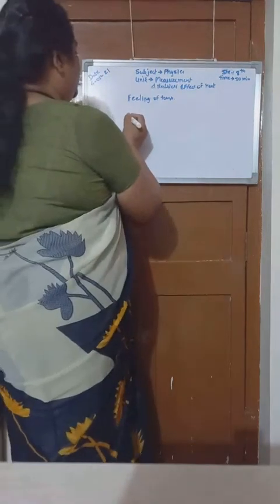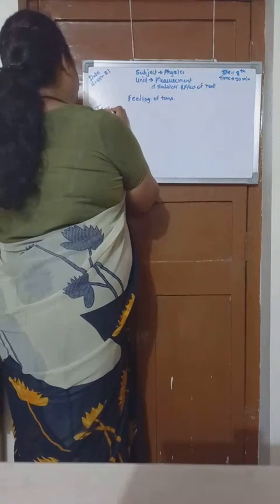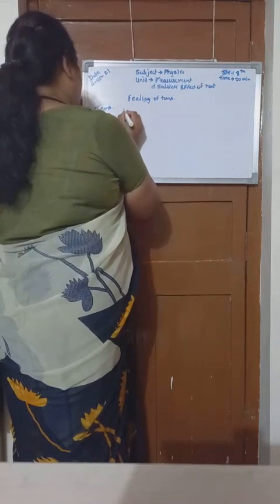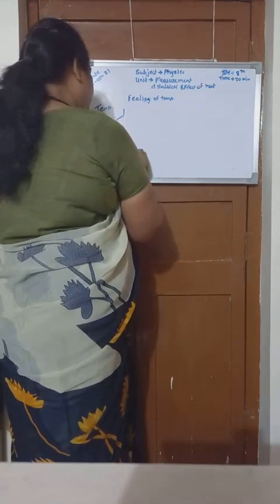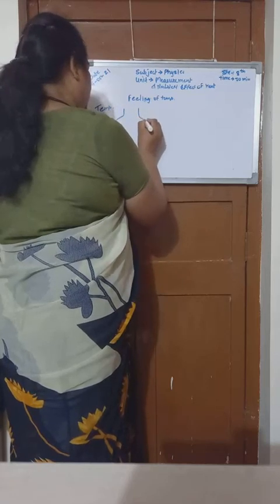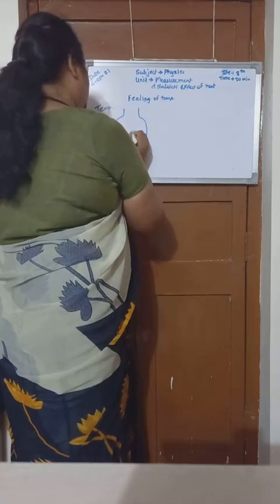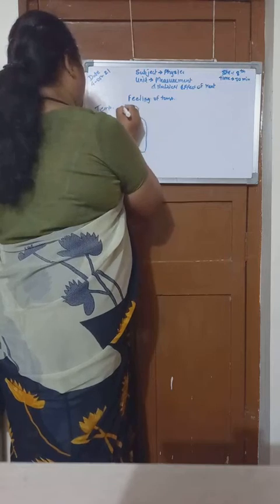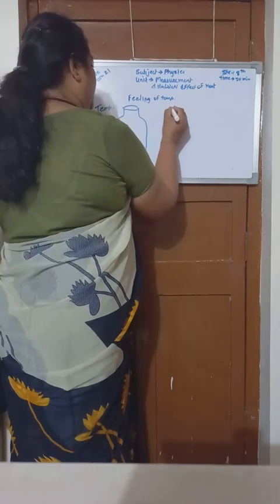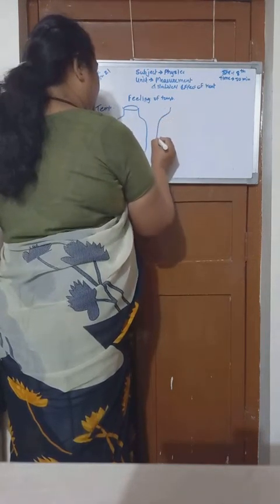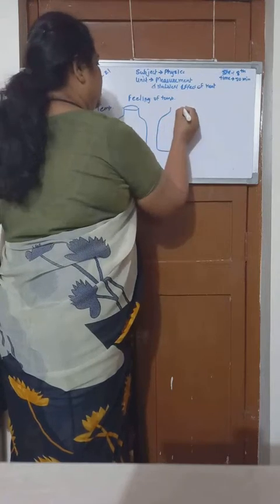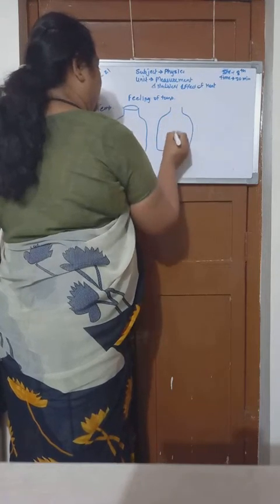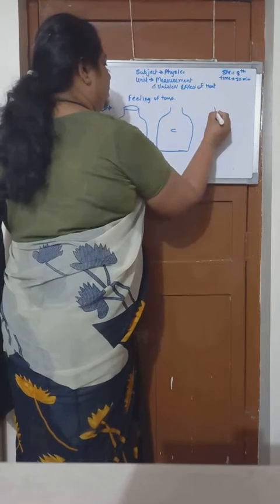Take three jars. This is A. This is C. This is B.